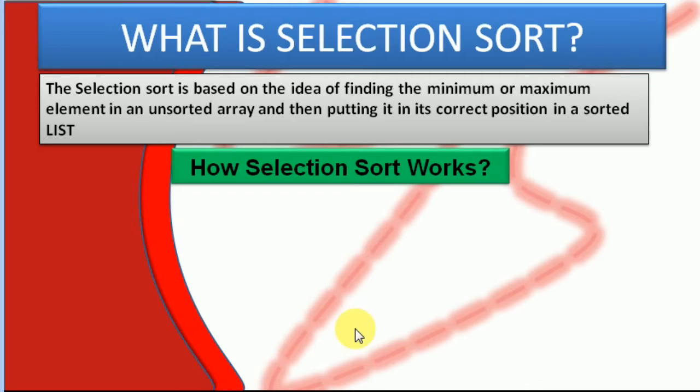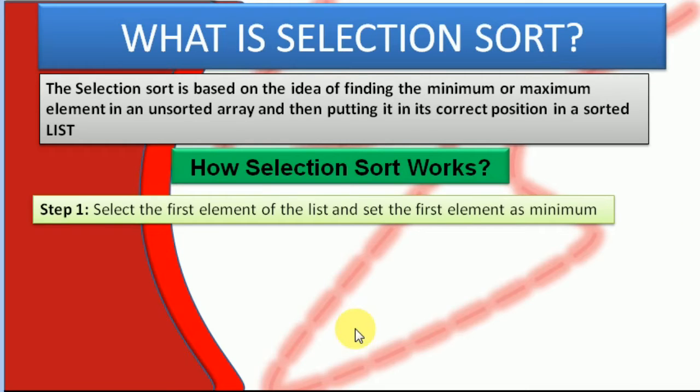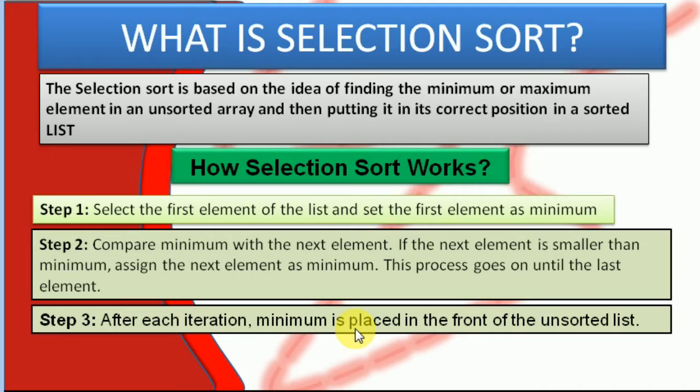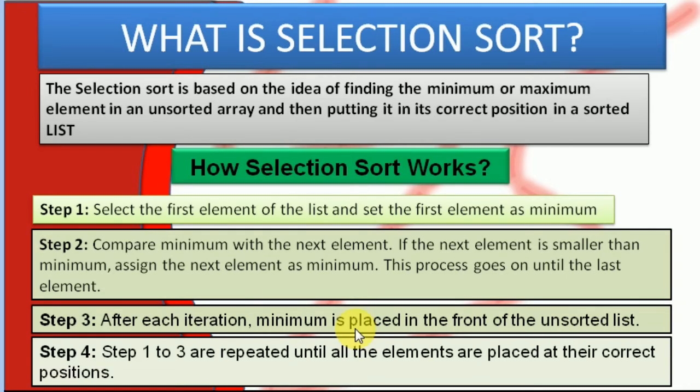How does the selection sort work? First, the first element of the list is selected and set as the minimum at the starting. Then we compare the minimum with the next element inside an inner loop. If the next element is smaller than the minimum value, we change the value of minimum to the next element. This process goes on until the last element. After each iteration, when the loop has finished, the minimum is placed in front of the unsorted list. This process of 1, 2, 3 is repeated until all the elements are placed at their correct position.